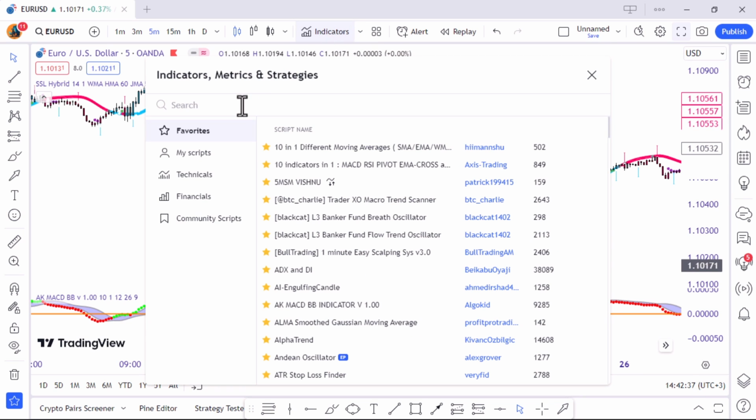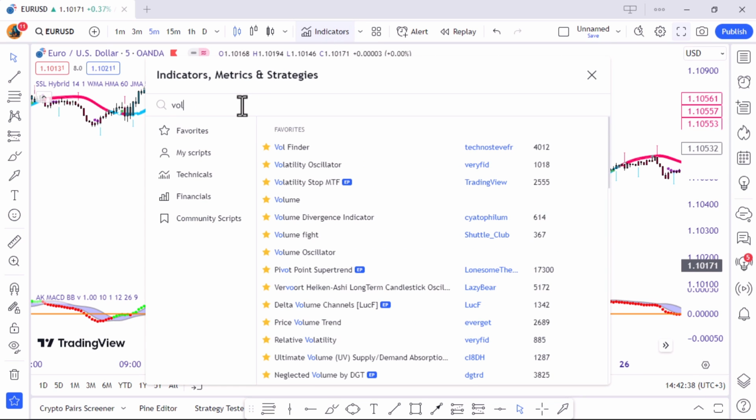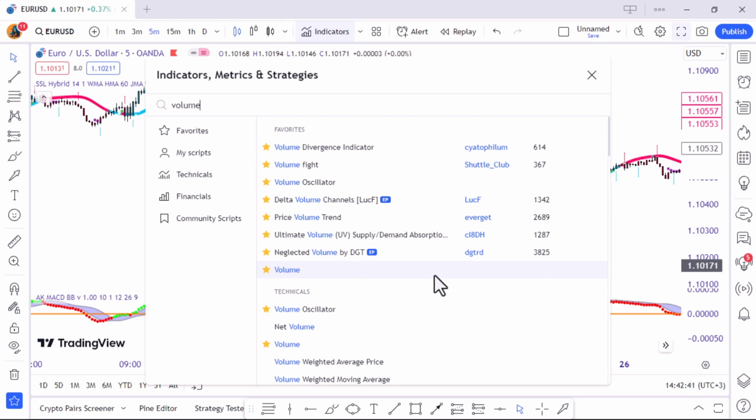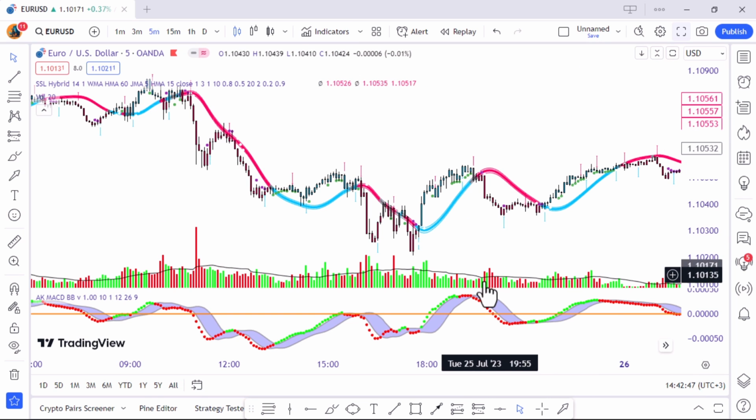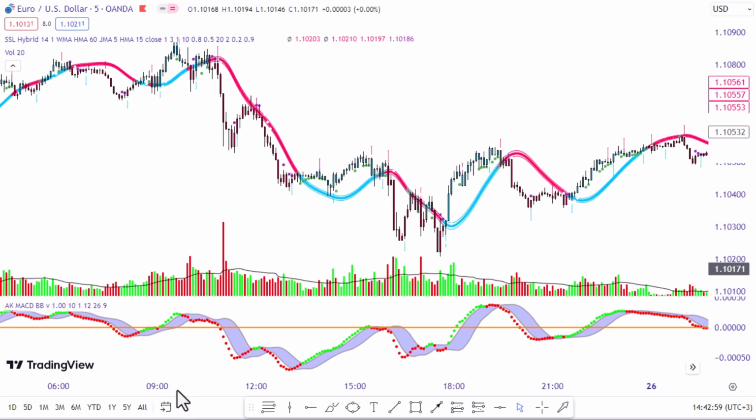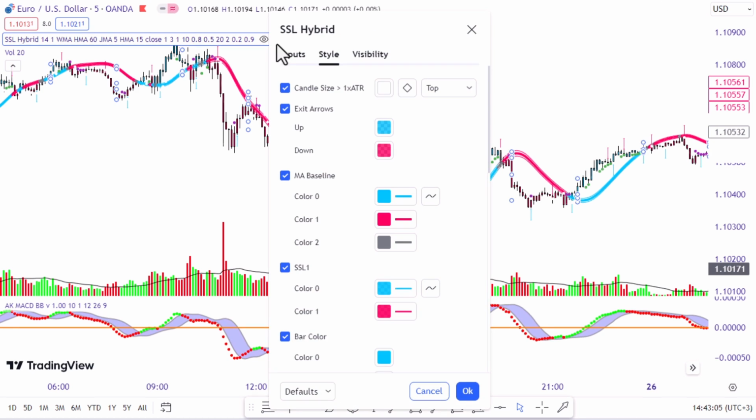The second and last indicator that I will be adding is the volume indicator. Search for the volume indicator. After that, select the indicator which is original by TradingView and add it to the chart. These are all the indicators that you need. Now let's optimize the indicators by changing the settings. First, navigate to the SSL hybrid indicator settings. After that, click on the style tab. I'll be unchecking everything except for the MA baseline and the bar colors.